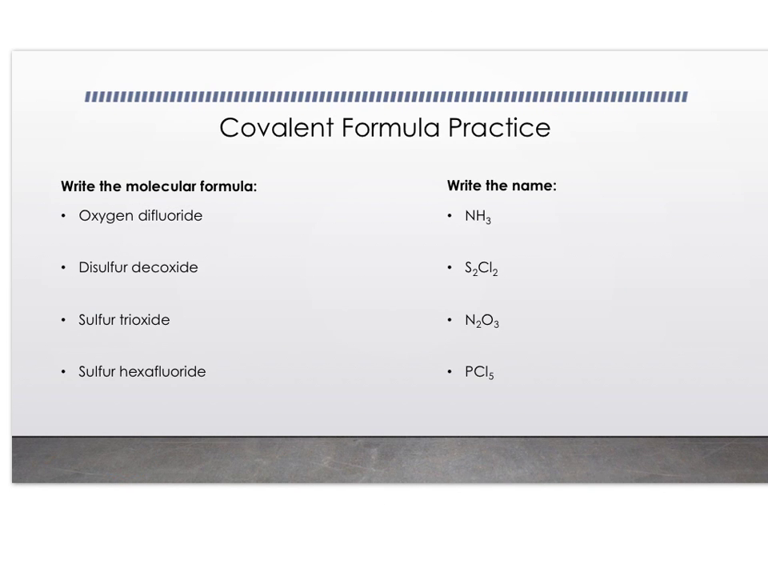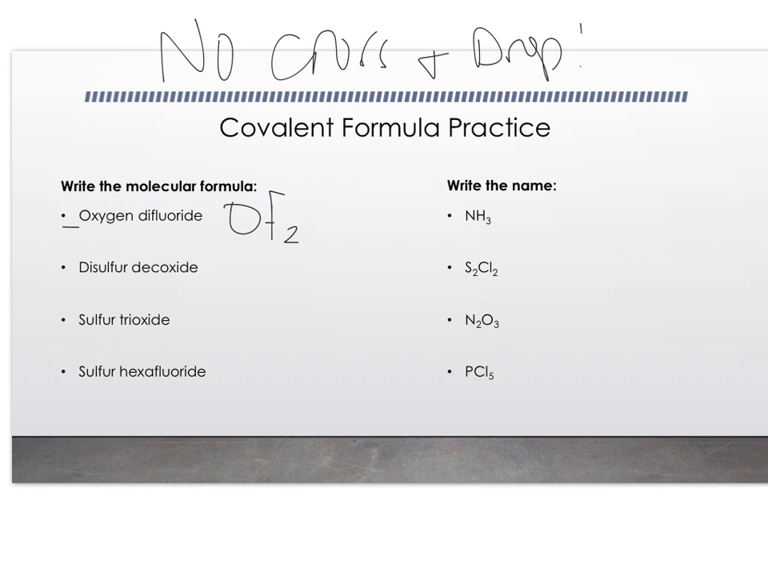Okay, so practicing writing covalent formulas and writing the name. Again, the only rule is we don't use mono over the first element. So if you don't see any prefix, then oxygen is just O with a 1. The difluoride means there are 2 fluorine atoms. There's no cross and drop with covalent compounds. That is the biggest difference.